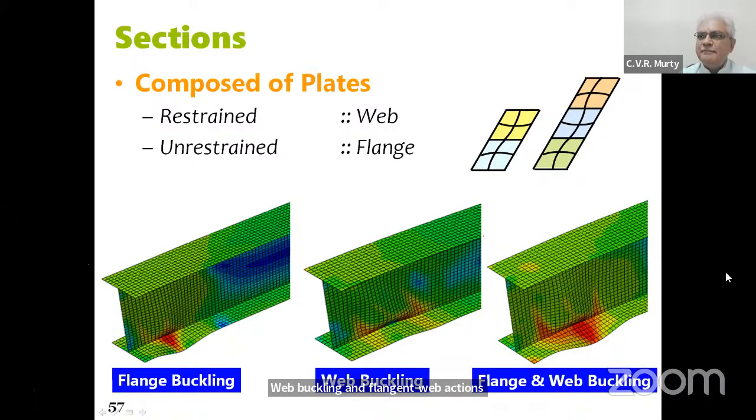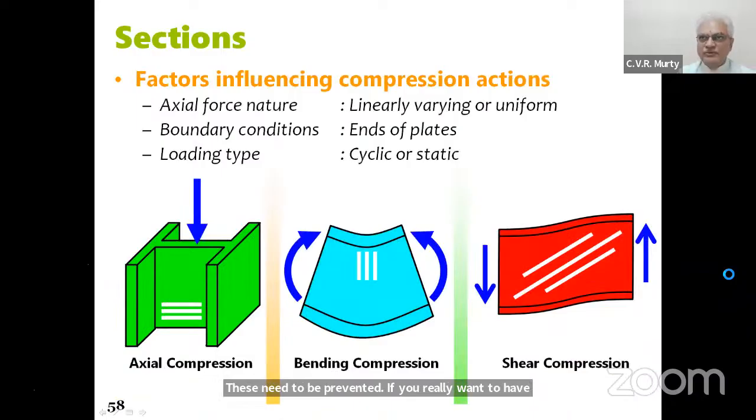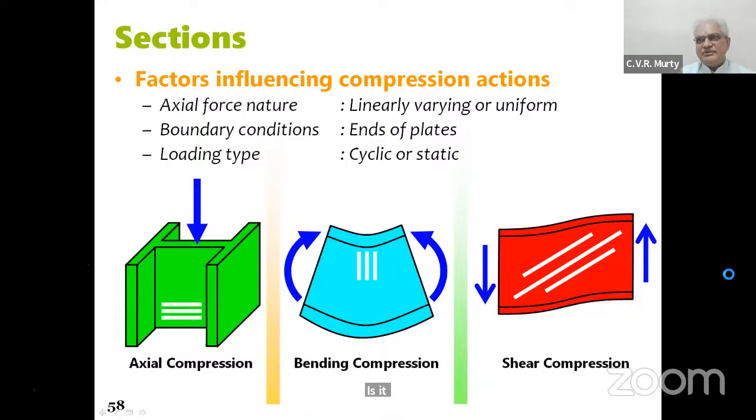These need to be prevented if you really want to have plastic actions induced in the structure. Now, when you look at what are those detrimental effects that get into compression actions, it is the axial force, the nature of the axial force. Is it linear or is it a uniform action? That is what we want to see. Boundary conditions: have the plates been adequately restrained or not? And then loading conditions: is it cyclic or just simply static?